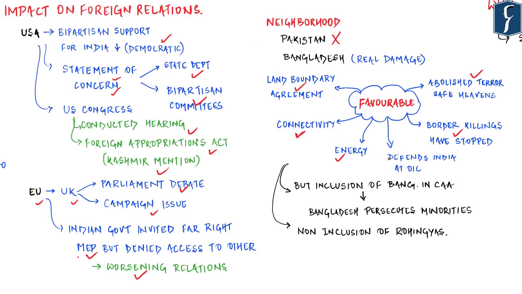Also, in international fora, Bangladesh has always sided with India, and the relevant example is the defense of India by Bangladesh at the Organization of Islamic Countries or OIC. Now, what has caused the relationship to deteriorate so rapidly?